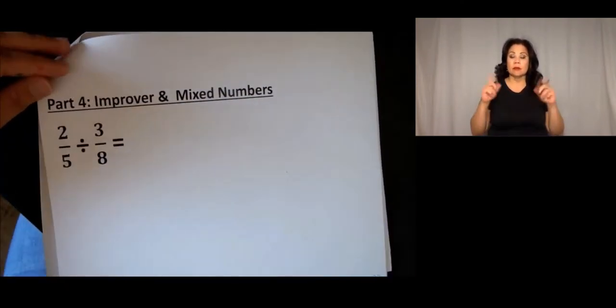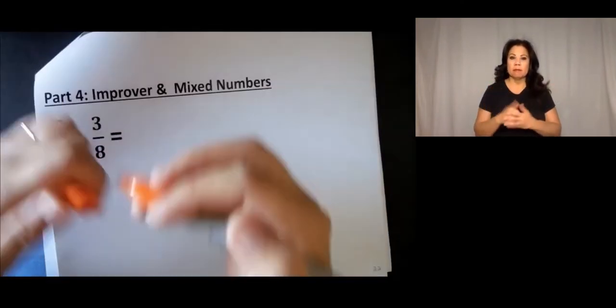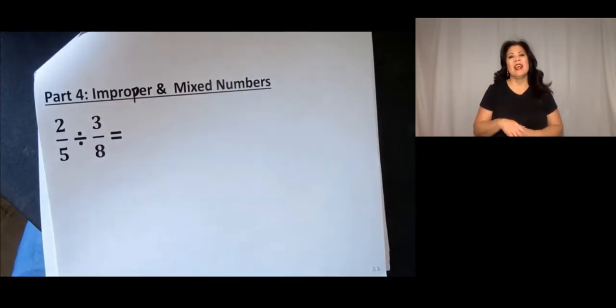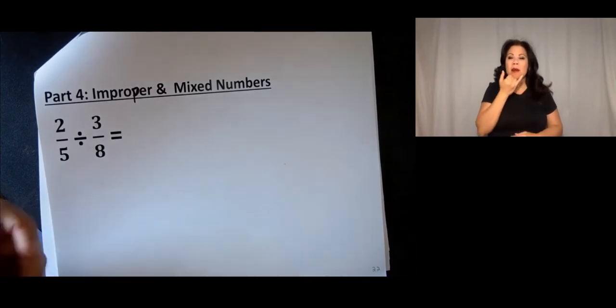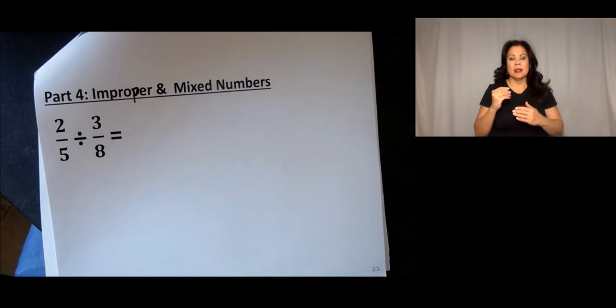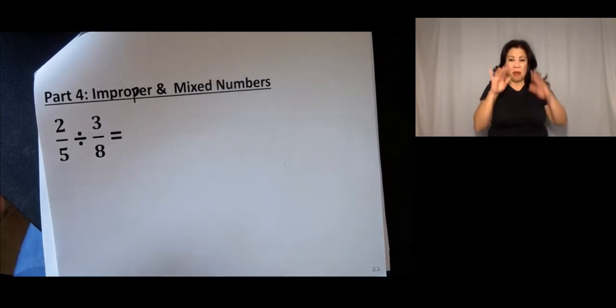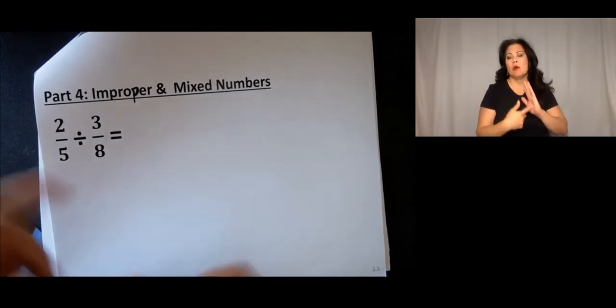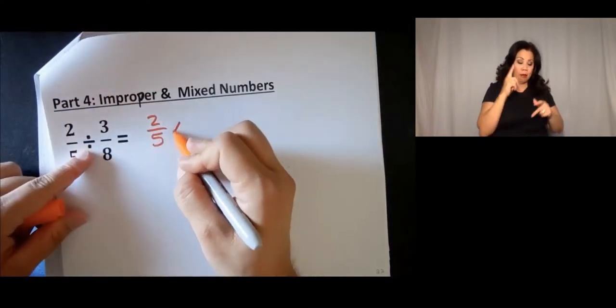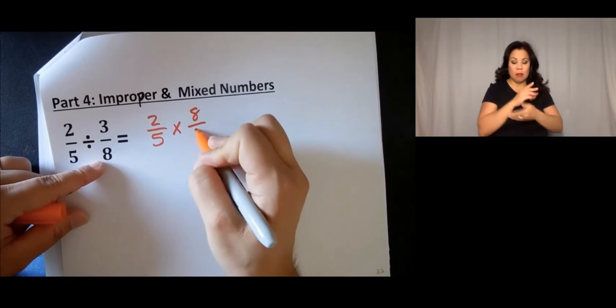All right, well, let's see. Oh, that says improper. Sorry, improper and mixed numbers. So let's see what we're talking about. If you don't know what an improper or mixed number is, let's see what happens when we divide these fractions. So I'm going to keep the first one, change this to multiplication, and flip that second one.